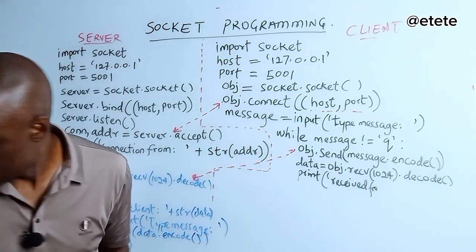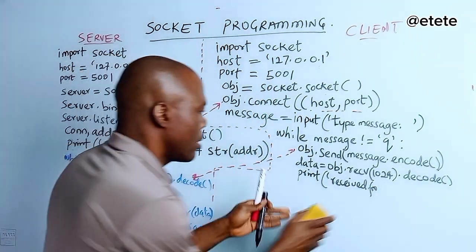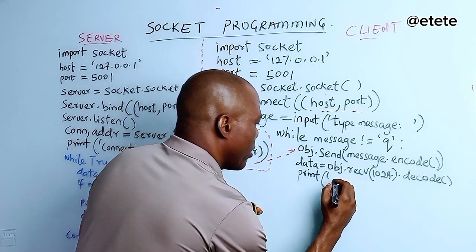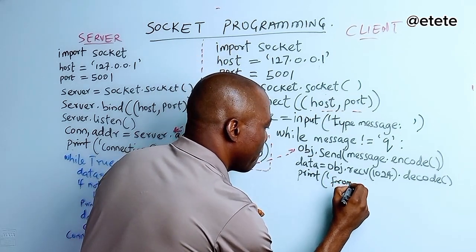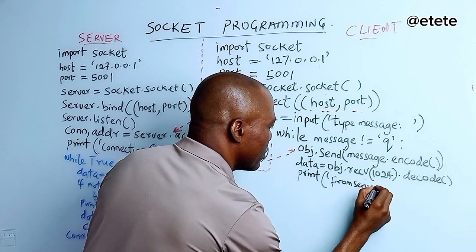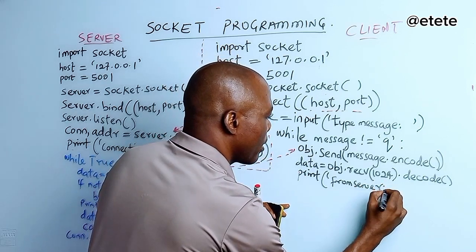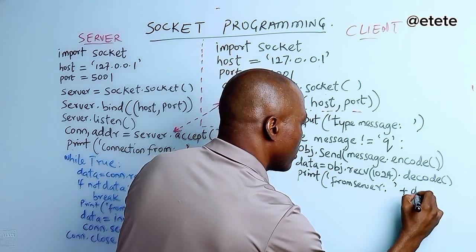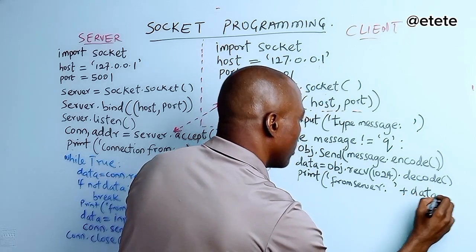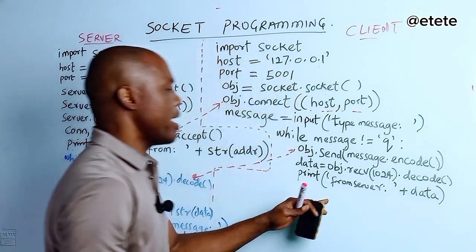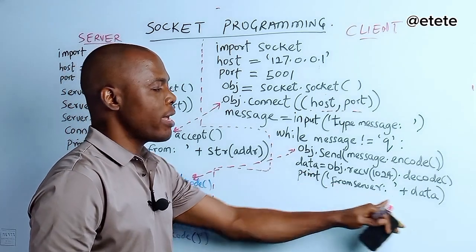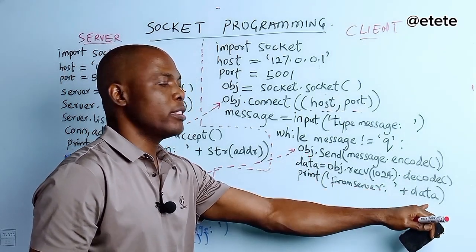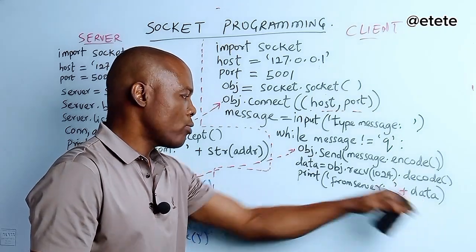Oh, the space will not be enough. So I'll just say, I'll say from server. Then I'll give you space. Then I'll say plus data, right? So print from server data. So whatever data is stored here from server, it will print this data out on the screen. That is what will happen.